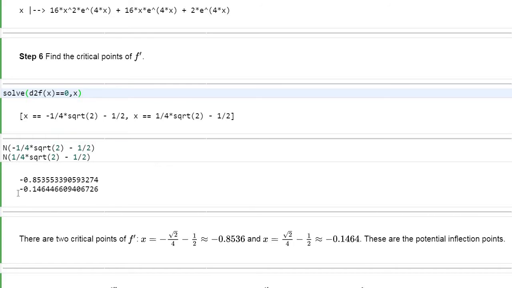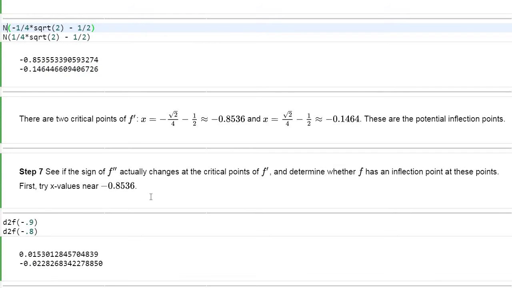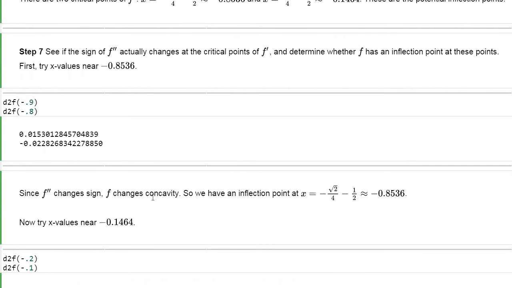Now, we don't really care about the exact values right here. We're just trying to produce a graph. So let's go ahead and convert these to decimal. So I just copied and pasted these numbers from here and used the capital N command to convert to decimal. And these are the 2 answers, roughly negative 0.85 and negative 0.15. So I'm going to choose something to the right and left of each of these. Left first. Left of negative 0.85 to the right of negative 0.85. Did the sign change? Yes, positive and negative. There is an inflection point at that value.